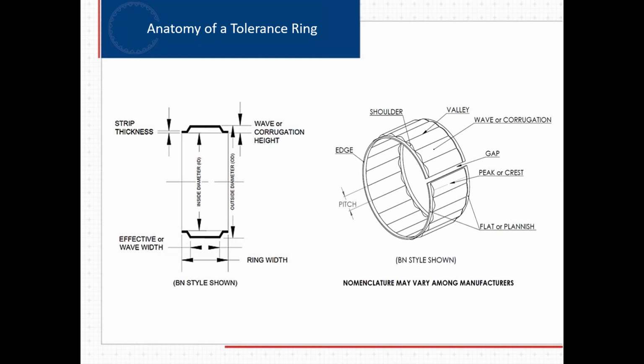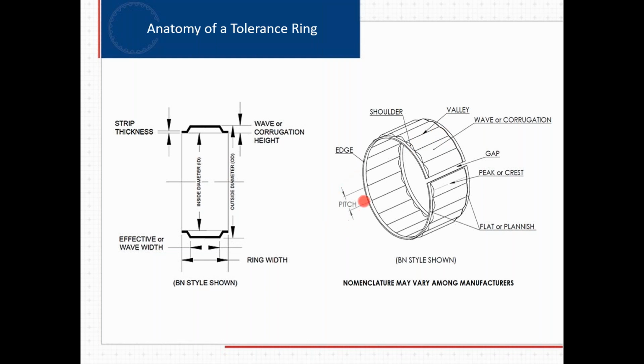And here we have an isometric view of a tolerance ring, and I'll talk about some of the key parts of it, its anatomy. So we have the gap, which is the space between the ends when it's installed in between components. There's the shoulder, which is basically each end of the wave or bump, and that's the strongest part of the tolerance ring. That's what gives you your retention and holding force.